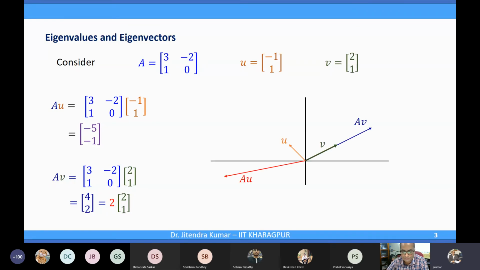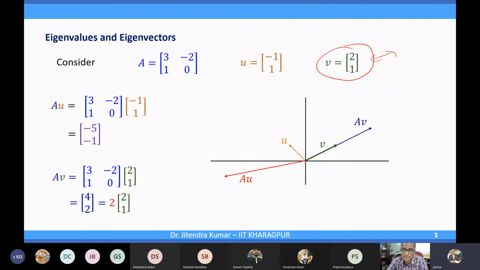With u, when you multiply with A, you are getting some other vector Au, which usually happens every time. But this v was something special, because when you multiply A to this v, you have a vector with the same direction but a different magnitude. In fact, we are looking for such vectors because they are special and have very special applications in various engineering and science. These vectors are actually called eigenvectors.